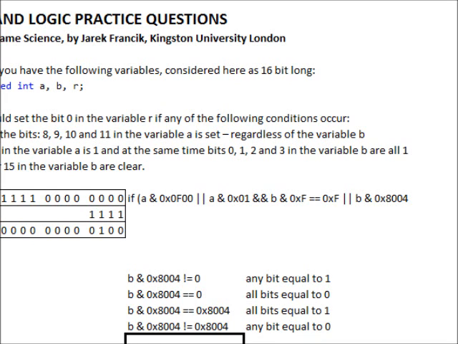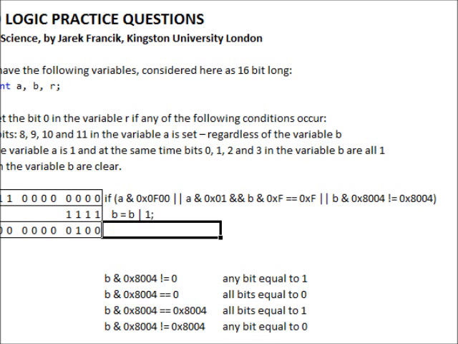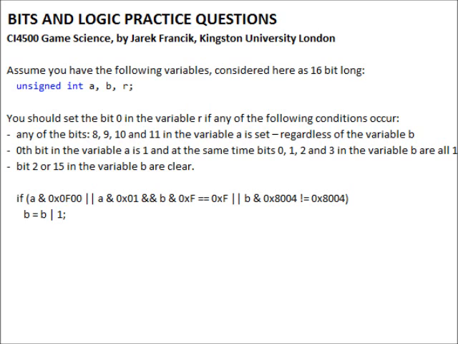This means bit 2 or bit 15 is clear, so this is exactly what we want to achieve. So I will copy this condition here. So this is now the complete conditional statement for our example here. We only need to set the bit 0 in the variable b to complete the entire exercise. Thank you for watching.